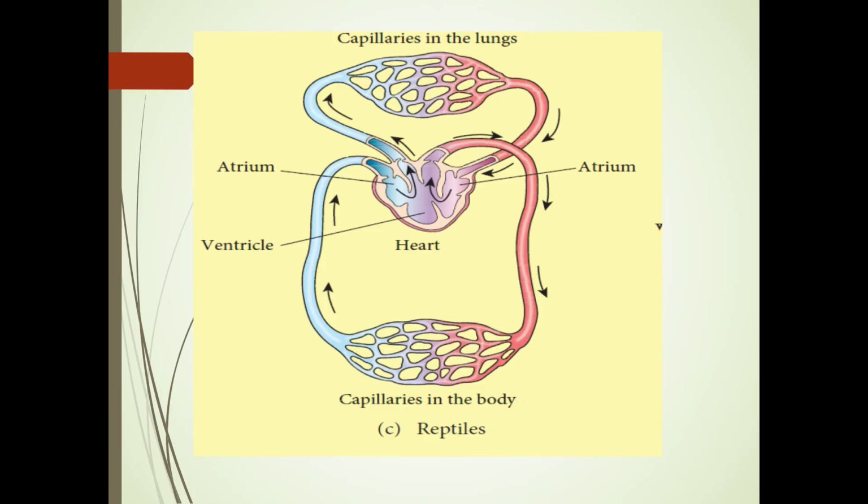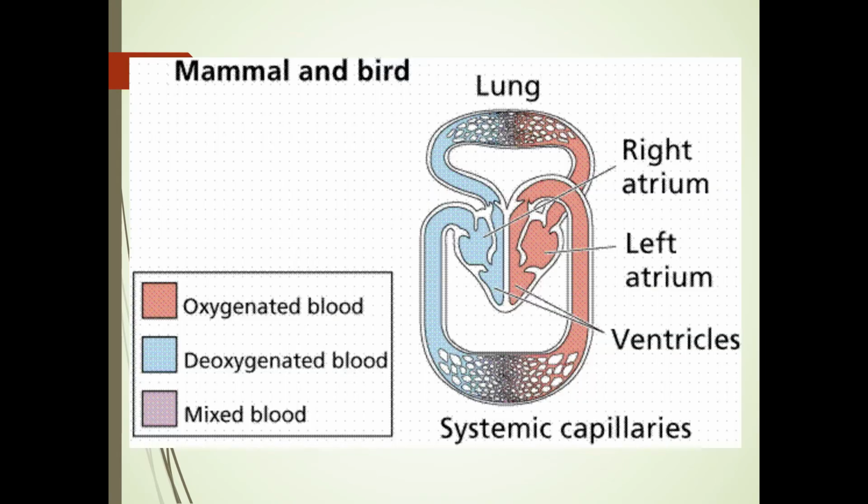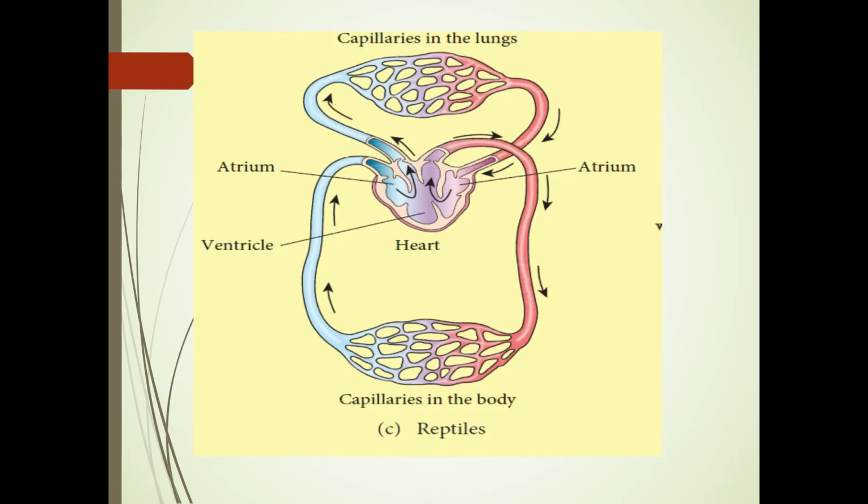Okay, this is the diagram for the reptiles. Actually for the reptile it's the same as the amphibian. But actually they got a partition, but it's only half. Just now for amphibian there was no partition at all, but for the reptile they got one, but only half like this. Means the blood is still mixed but less compared to the amphibian.